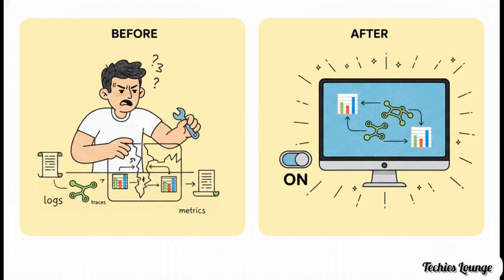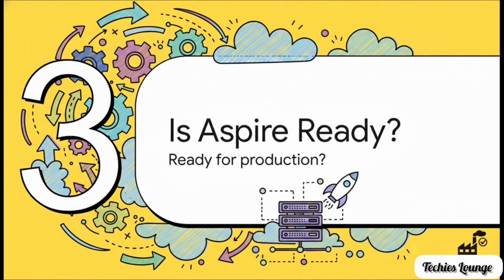It's on by default. The second you run your app, you get this amazing dashboard with all your logs, distributed traces, and metrics, all working together with zero setup required from you. So this all sounds fantastic for development, but now we have to ask the million-dollar question, the one every single developer is thinking. This is cool and all, but can I actually ship code with this? Is Aspire ready for production?